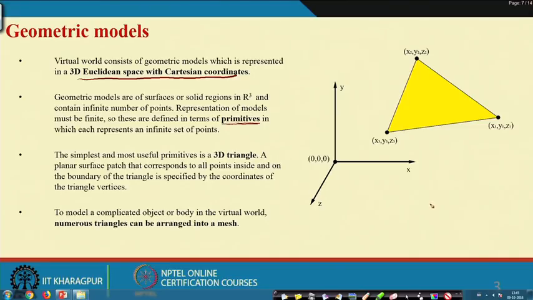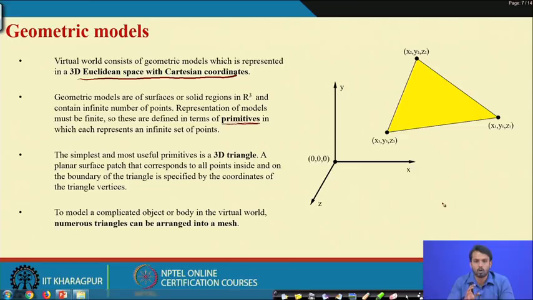To model a complicated object or body in the virtual world, numerous triangles can be arranged into meshes. So, if you are developing a particular object or 3D model, a number of 3D triangles will be merged and meshed into a particular mesh.